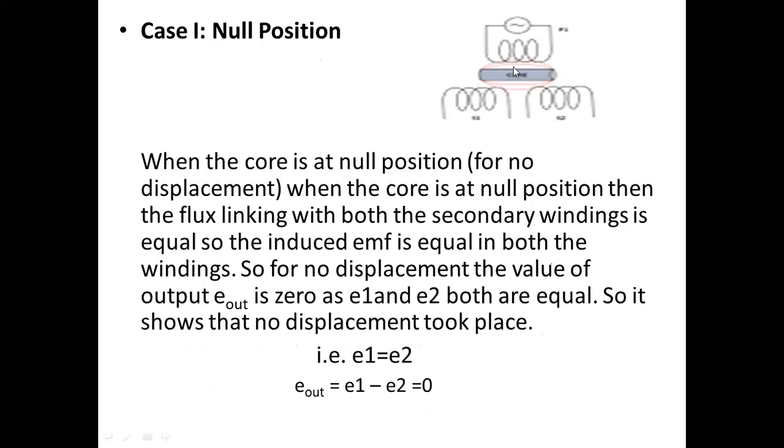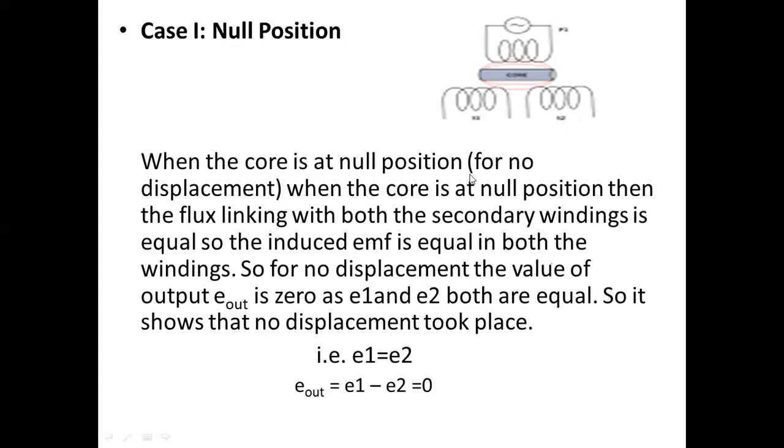So whatever electromagnetic field is produced links equally with the secondary coils S1 and S2. The EMF induced in secondary coil S1 is E1 and the EMF induced in secondary coil S2 is E2. So E1 equals E2, and the output E1 minus E2 is 0. Now there is no output at all. No output means there is no displacement. We call this position the null position.